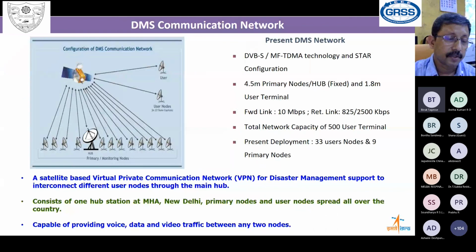We also have a space-based communication system, which is basically a satellite-based virtual private communication network, or VPN, used for disaster management support and also to connect the various parts of the country. It has one hub station at the Ministry of Home Affairs in New Delhi, which is the primary node, and has user nodes spread across the country at every district. It has the capability to provide voice, data, and video traffic between any two nodes.